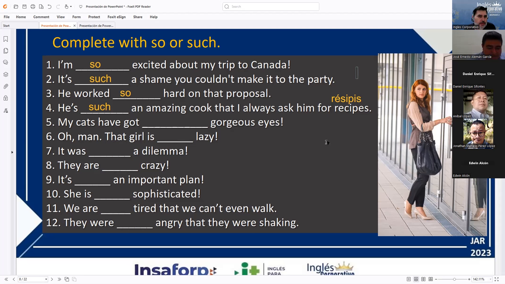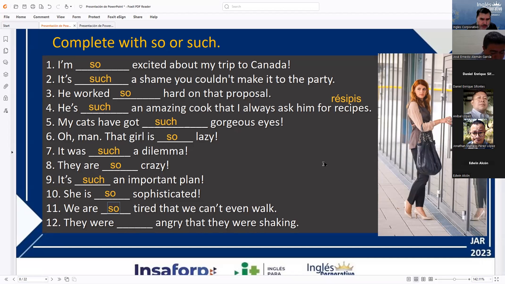Recipes. Okay, my cats have got such gorgeous eyes. Oh man, that girl is so lazy. Seven. It was such a dilemma. Such a dilemma. They are so crazy. Number nine. It's such an important plan. She is so sophisticated.